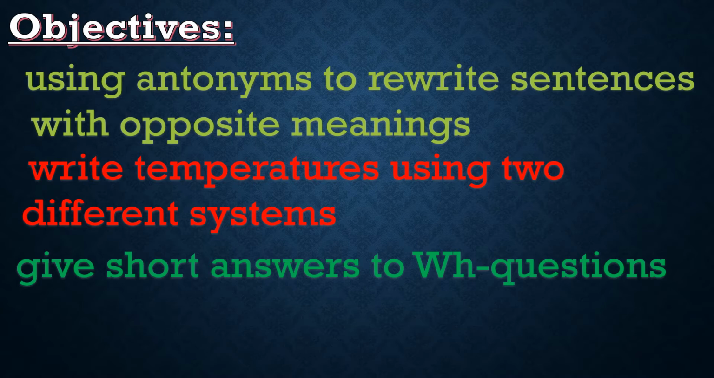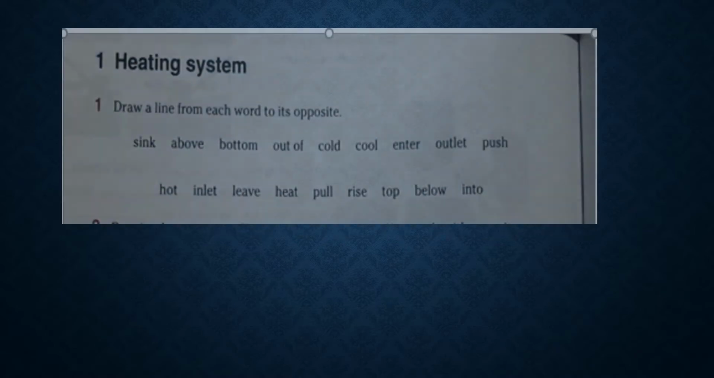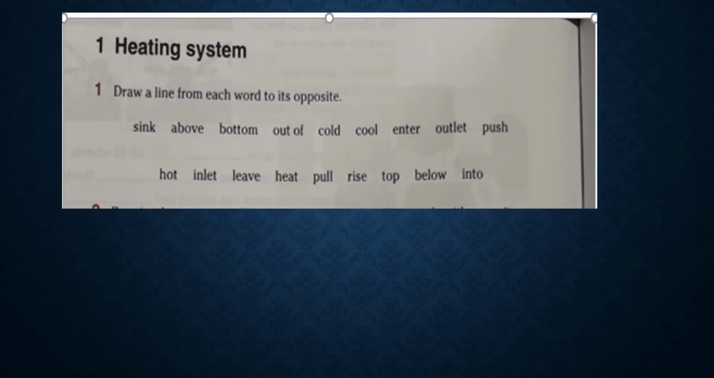To be able to do this lesson, please go to the workbook page 24 and page 26. We will start by looking at page 24. Okay, this is exercise 1, page 24. The title is heating system. What we need to do is to draw a line from each word to its opposite.